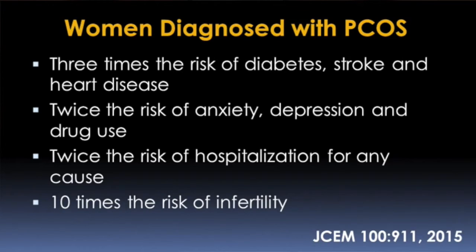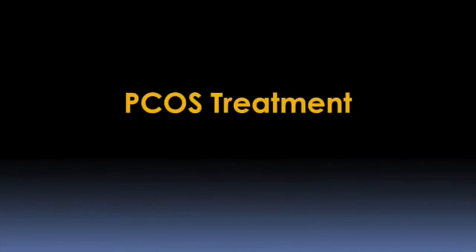The risk for some of these serious medical problems have just been quantified in a recent study. Women who were diagnosed with PCOS, compared to women of the same age without PCOS, had 3 times the risk of diabetes, stroke, and heart disease, twice the risk of anxiety, depression, and drug use, and also twice the risk of hospitalization for any cause. Women with PCOS were also found to have 10 times the risk of infertility.